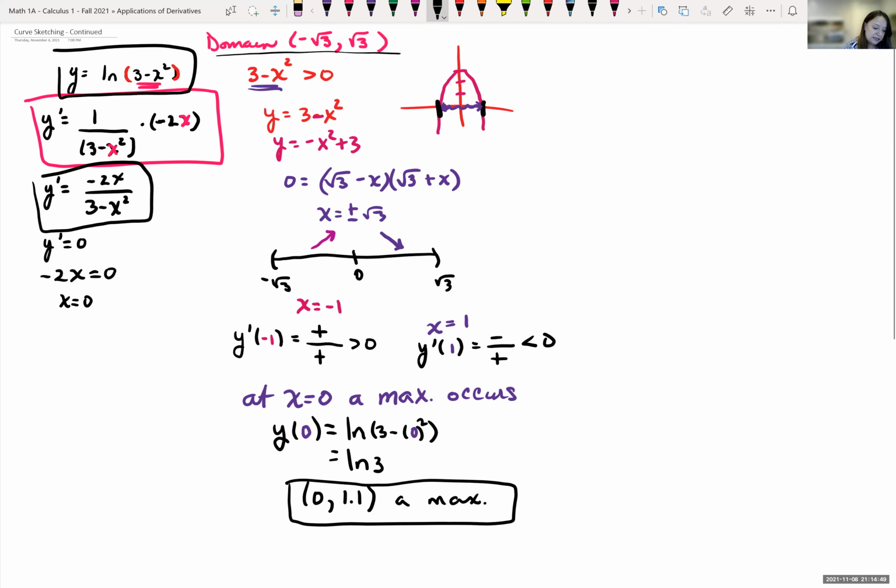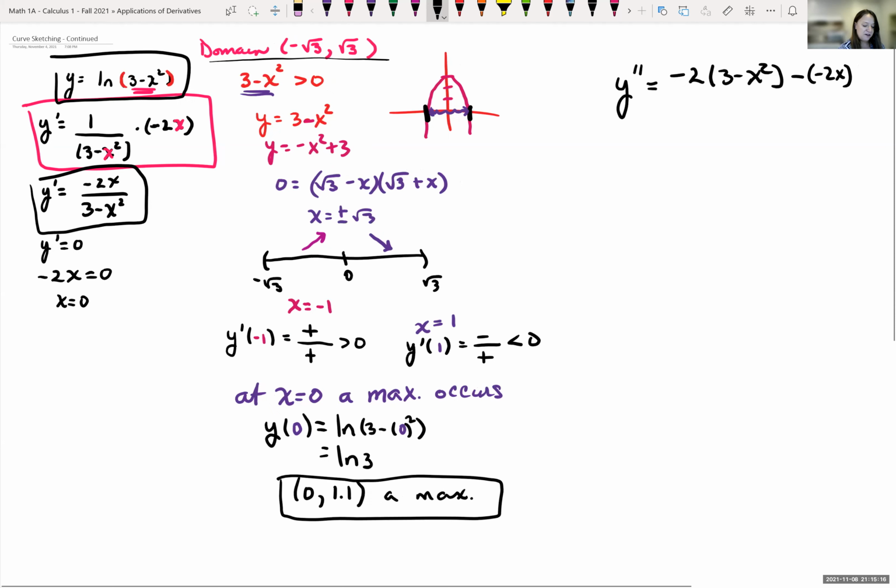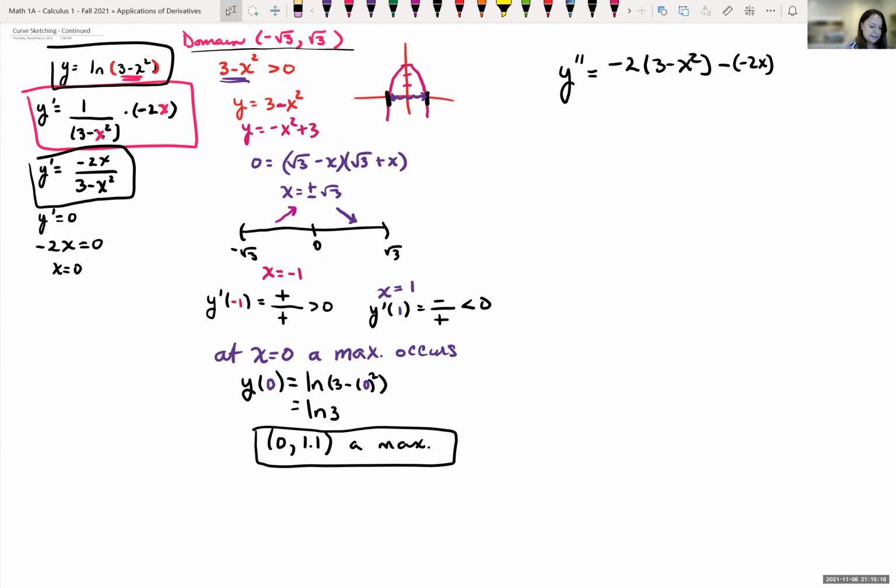So let's look at the quotient rule, because today I want you to make sure that you don't mess it up with the quotient rule. Okay, so looking at the derivative of the numerator, derivative of -2x is -2, all times our denominator, which is 3 minus x squared, minus our numerator, which is -2x, times the derivative of our denominator. So derivative of 3 minus x squared is -2x, all over our denominator, 3 minus x squared, quantity squared.